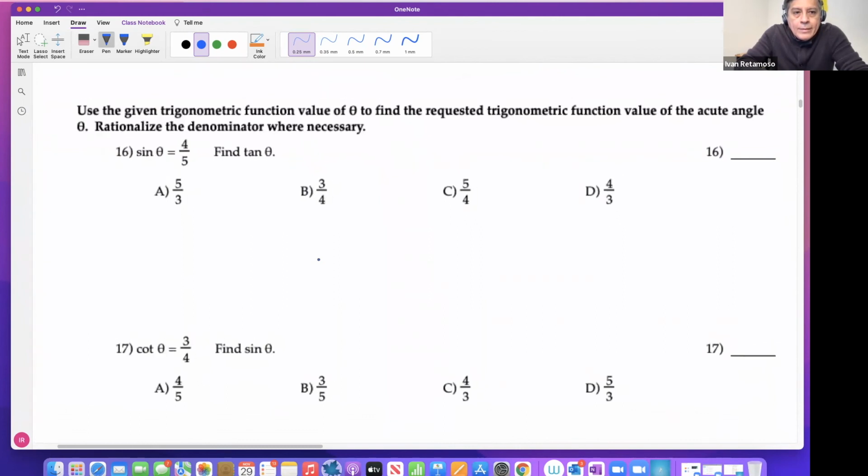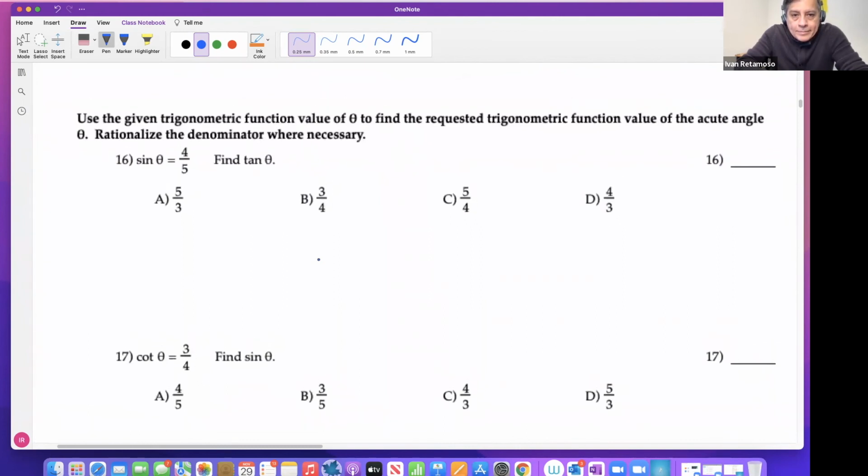Now, let's talk about these other forms. It says use the given trigonometric function value of theta to find the requested trigonometric function value of the acute angle theta. Rationalize the denominator where necessary. They're saying acute angle theta, meaning the angle has a measure between 0 and 90 degrees. The angle can be placed inside a right triangle, so we are talking about right triangle trigonometry here. They are saying that sine of theta is 4/5. They are asking us for tangent of theta.